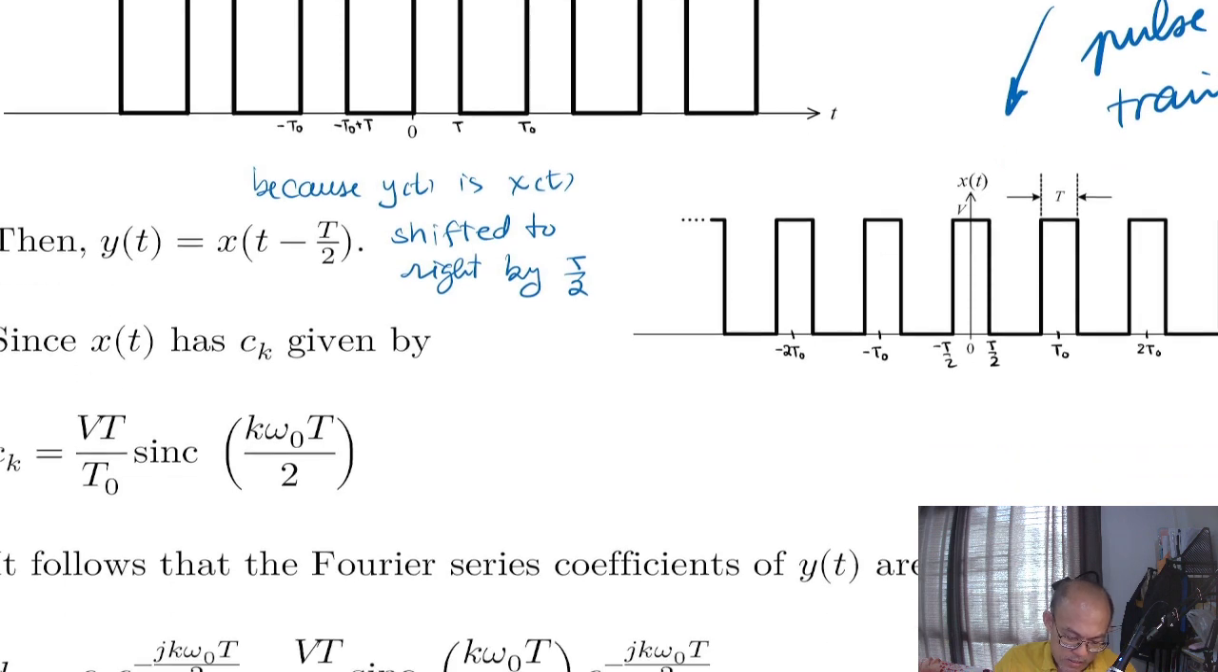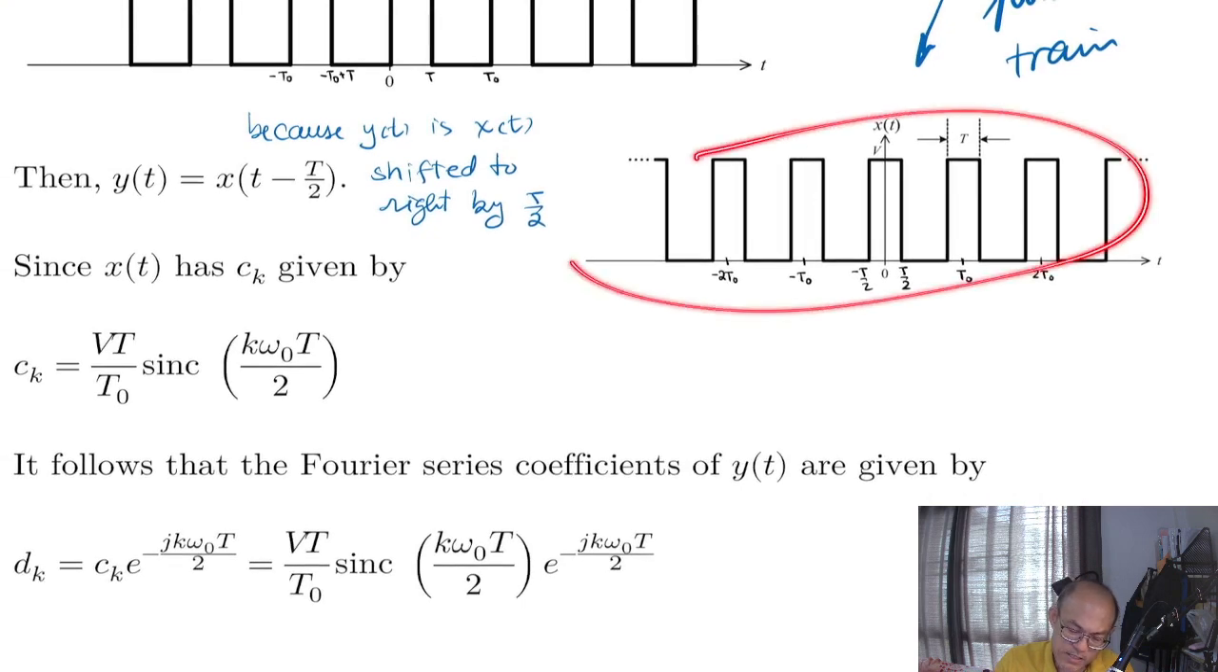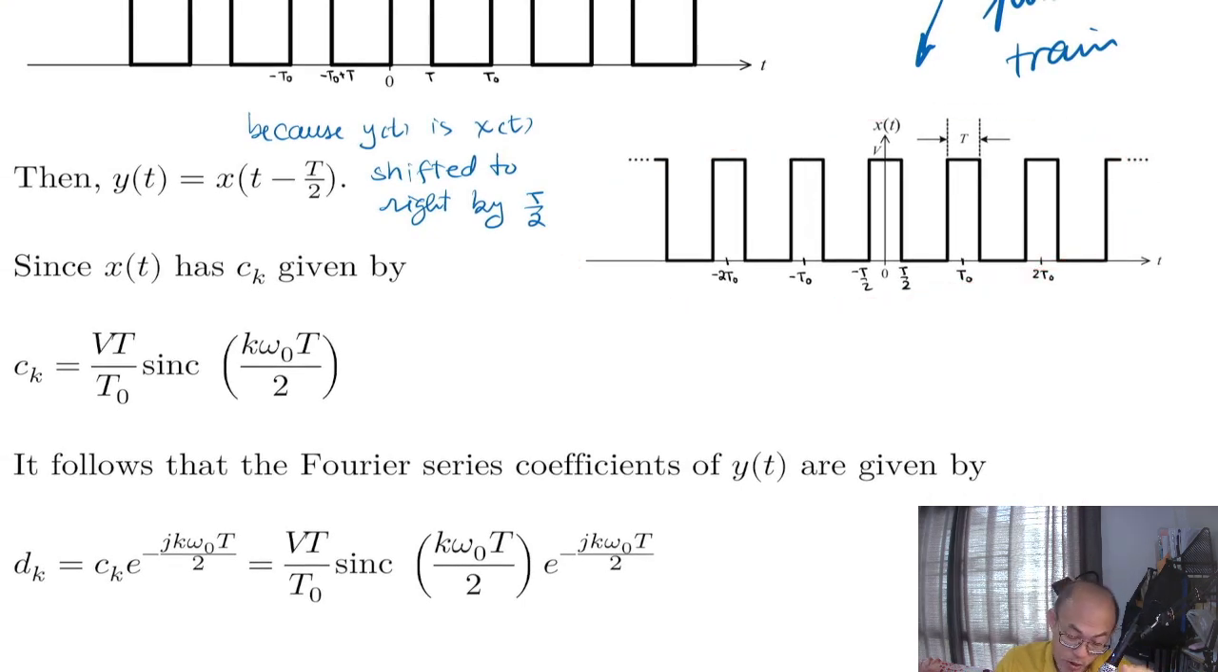Okay, and because we know the Fourier series coefficient of x, because this is a usual rectangular pulse train, and we know from the table we found it actually to be this. So because y is the shifted version of x, we know that the Fourier series coefficient of y is just ck multiplied by this complex exponential, and this is the amount of time we've shifted, t over 2. Okay, this is the time that we've shifted. All right, so this is just the Fourier series coefficient of y.